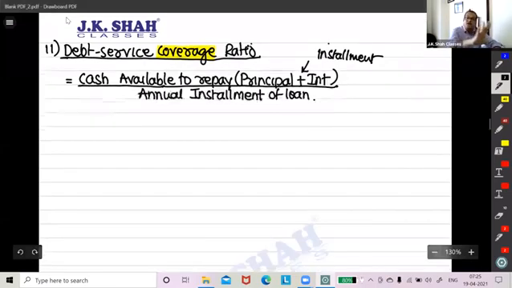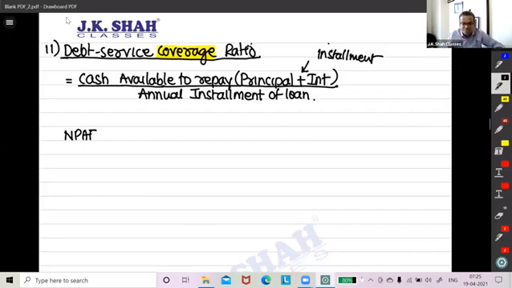Now the question arises how we should calculate the cash available to repay all this. See, that is how we will do it in your NPAT, net profit after tax. What would you do? Add back depreciation. Why? Non-cash. Correct, depreciation is a non-cash item.